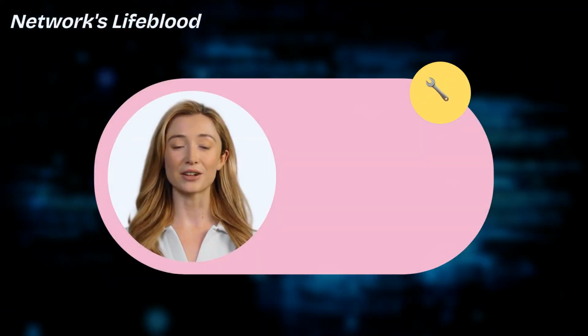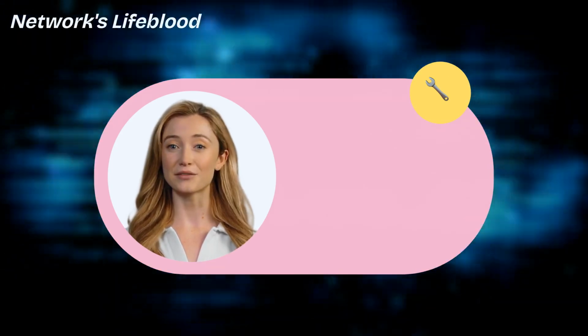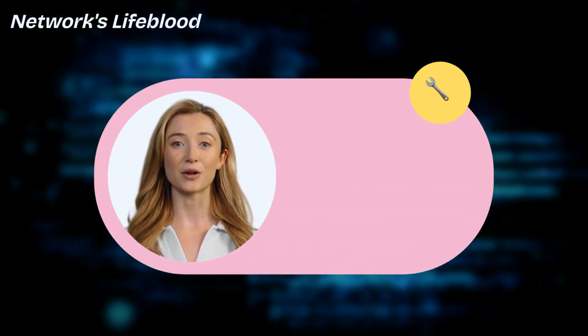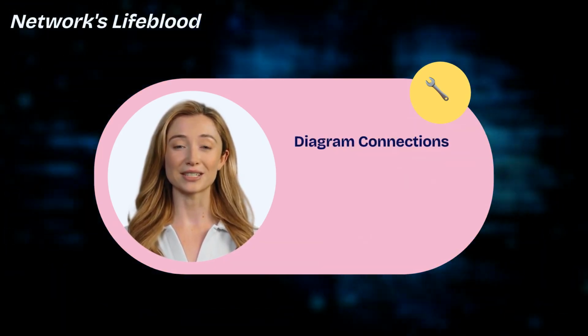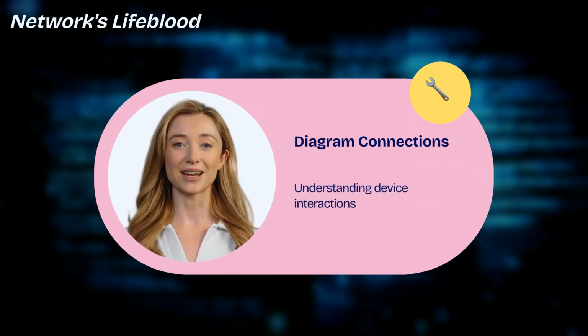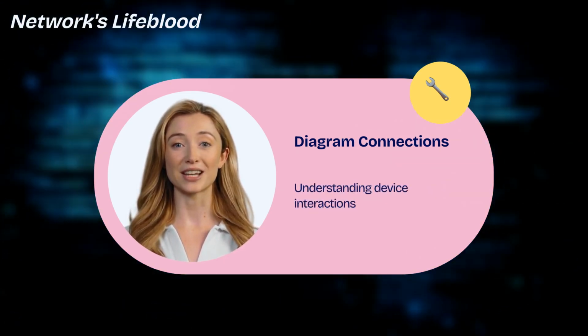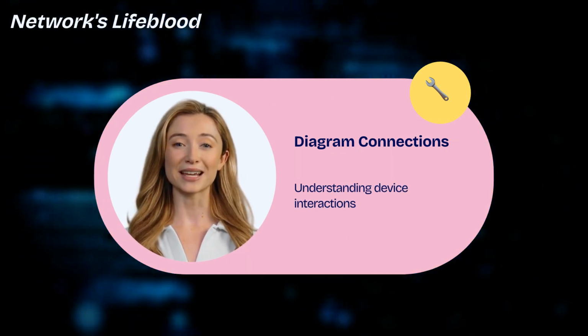Now, when we look at this diagram, we're seeing the network's lifeblood, the information flow. This isn't just about where things are placed, but how they're connected. Every line on this diagram represents a conversation between devices. It's like the network's social network, but instead of likes and comments, it's about data packets and requests.